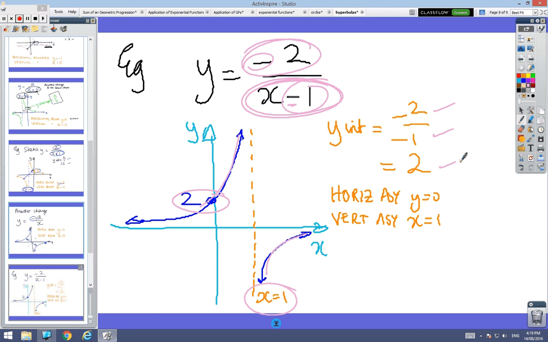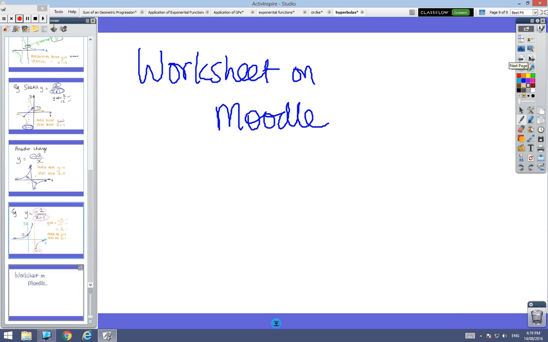Let's have a look. I think that might be it. So there'll be a worksheet on Moodle. So that one, not as easy as circles, but hopefully you'll be okay with it once you see the worksheet. Thanks.